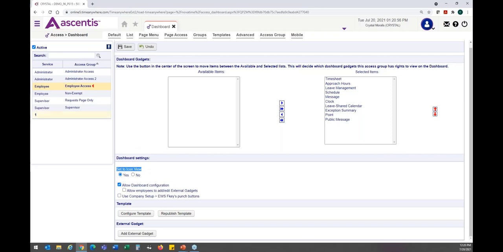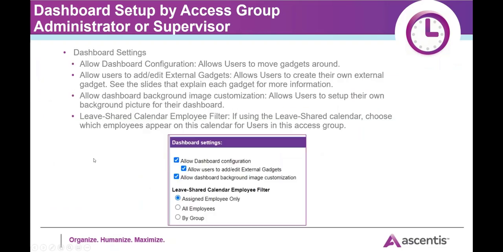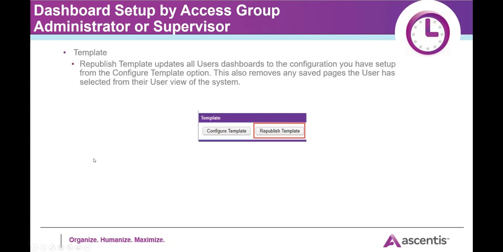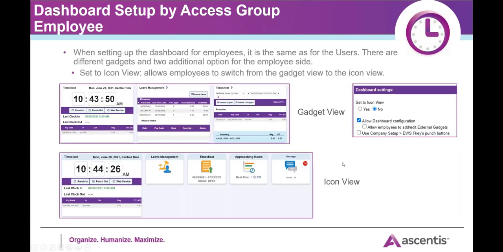So in this case, I'm going to pop back up the PowerPoint and just jump through everything we just talked about, because I wanted to show the difference between the gadget view and the icon view so you can look at them side by side. The gadget view allows employees to see extended information on their dashboard. So leave management lets them see their available hours, pending requests. It allows them to see some simplified timesheet information for those examples.